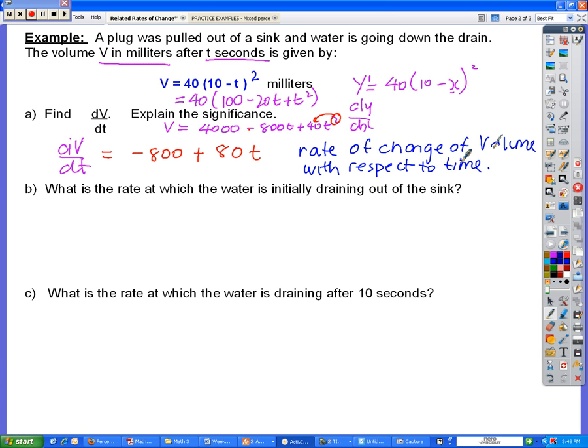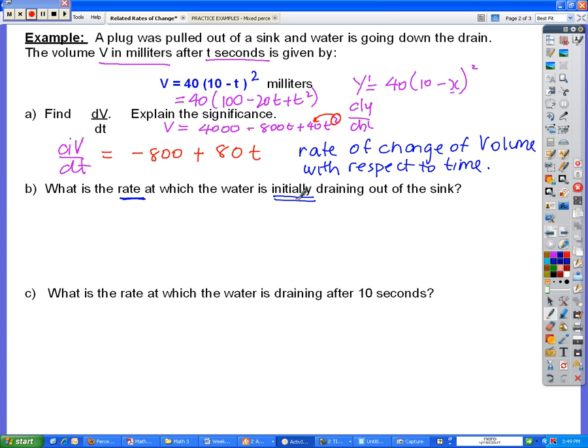In other words, how is the volume changing as time changes? Okay? All right. It says, what is the rate? We're after a rate, so this time we're definitely looking at our dV/dt, our derivative. What is the rate at which the water is initially draining out of the sink?